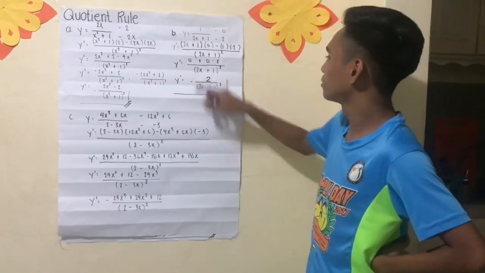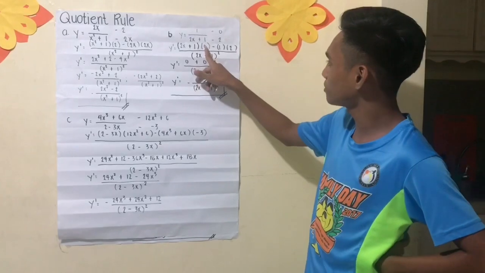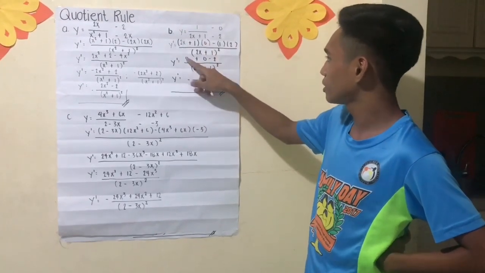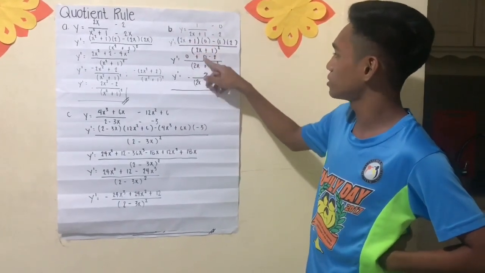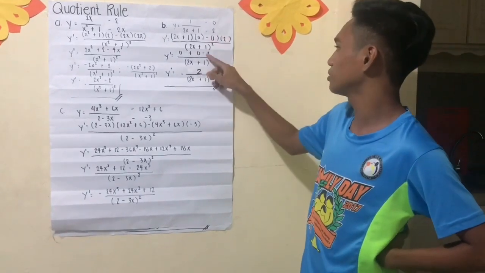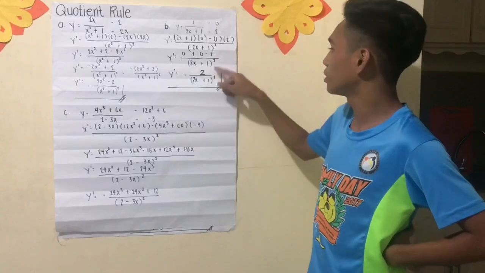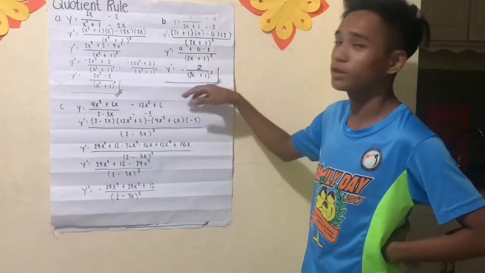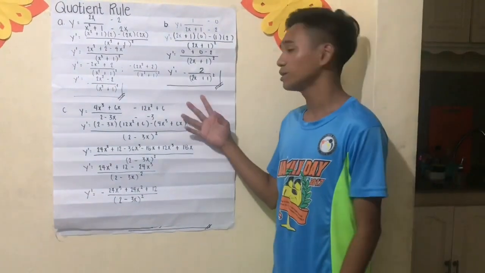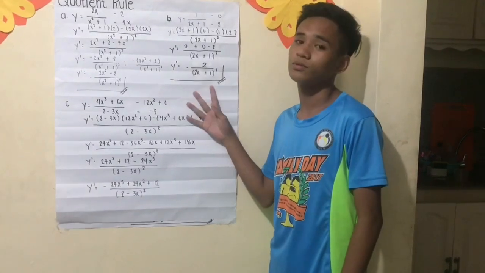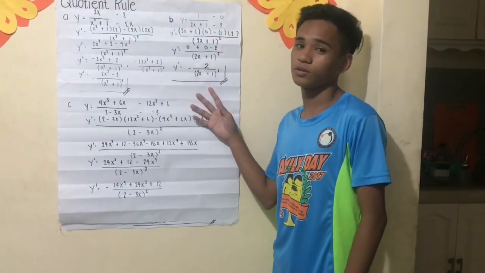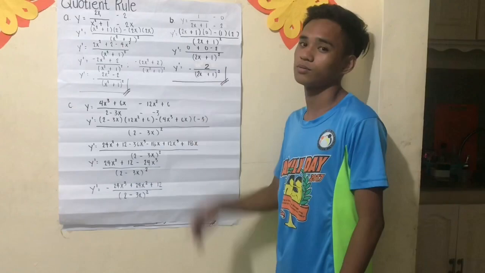Y prime is equal to 2x times 0 is 0, and 1 times 0 is 0, and 1 times 2 is negative 2, over the quantity of 2x plus 1 raised to the power of 2. So the final answer is y prime is equal to negative 2 over the quantity of 2x plus 1 raised to the power of 2.